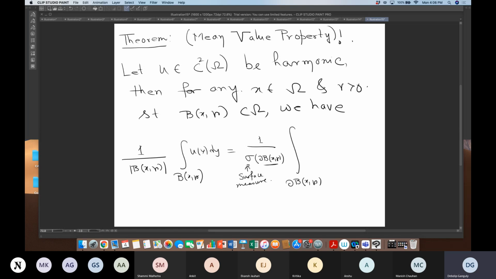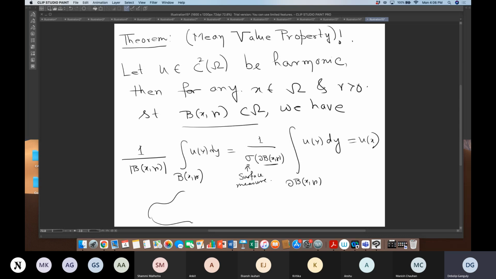So if u is a harmonic function, then the average, 1 by |B(x,r)| times the integral over B(x,r) of u(y) dy, is the same as if you integrate over the boundary of the ball, the integral of u(y) dy. And in that case, this is equal to u(x). So if u is a harmonic function, what is the meaning of this?